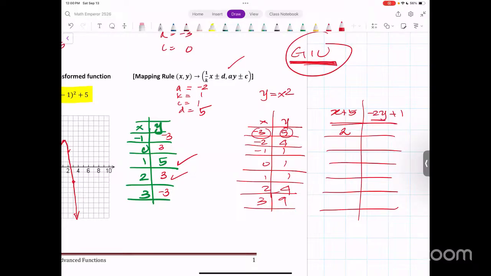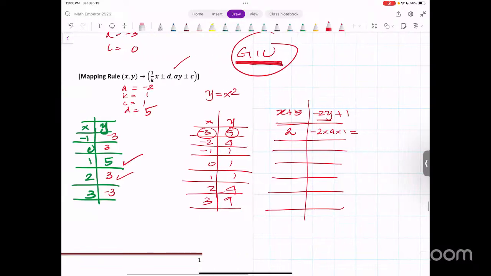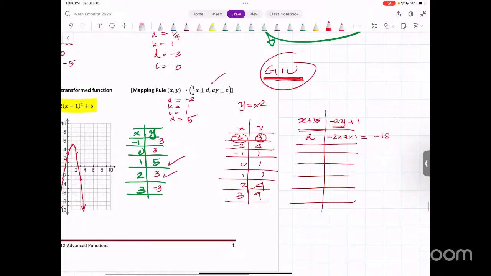-2 times y. So I got a point. -2 times y, so -18 plus 1. -2 times 9 plus 1, that's -18 plus 1, which is going to be -17. Somewhere something went wrong because my points are not matching. So let me go back to see where I went wrong.